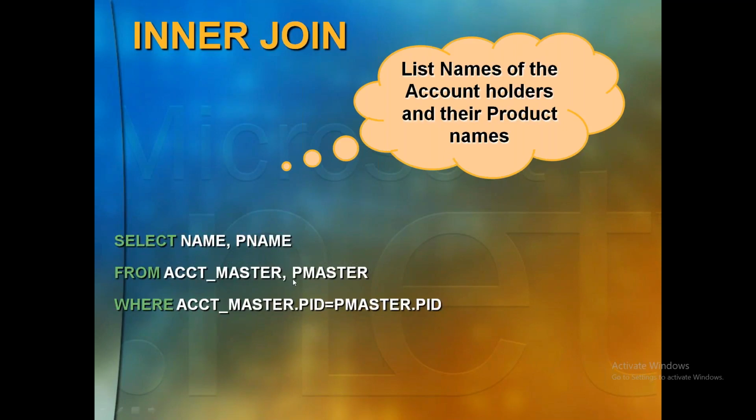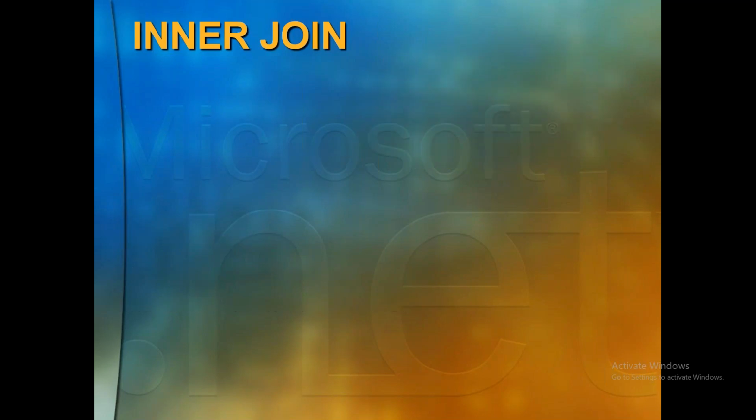So I have used an old syntax, 1970s syntax, with a comma, and then WHERE account master dot product ID is equivalent to P master dot product ID. Am I clear? So this is the query.